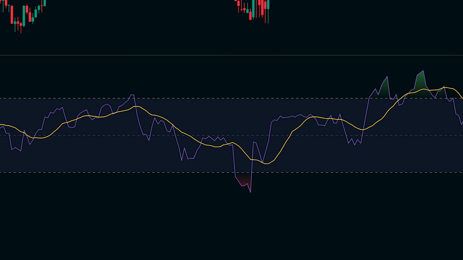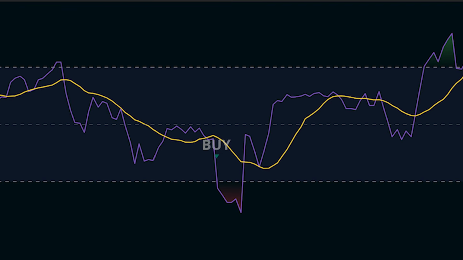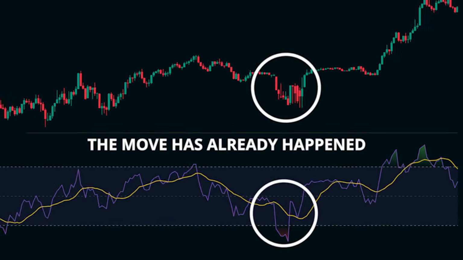You have been using RSI for a while now. You know the levels. You watch for 70 and 30. You wait for the signal, and yet you keep getting in too late. The move has already happened by the time RSI confirms it.